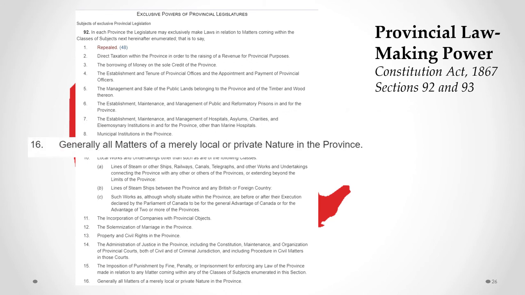And finally, there's a catch-all power under 92.16, which gives provincial governments power over generally all matters of a merely local or private nature in the province. So that's essentially saying if it doesn't fit into any of the other categories on the list, but it's still something that is strictly about that province or within that province, then the province has the legal right to pass legislation regarding that matter.